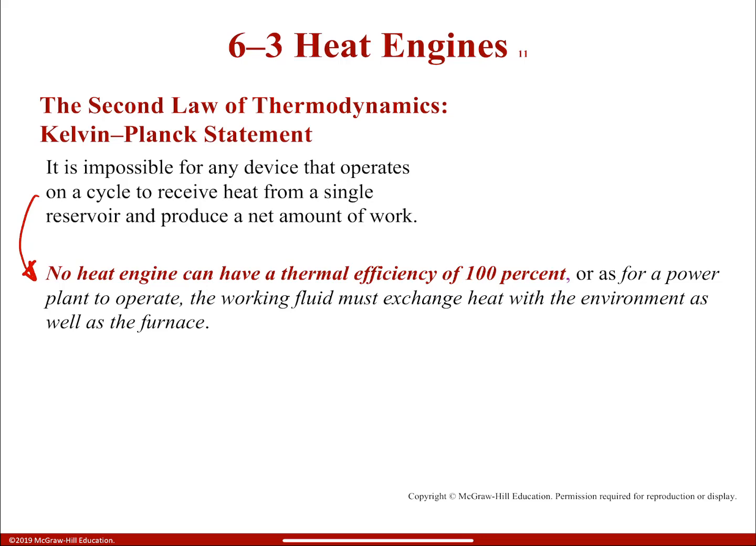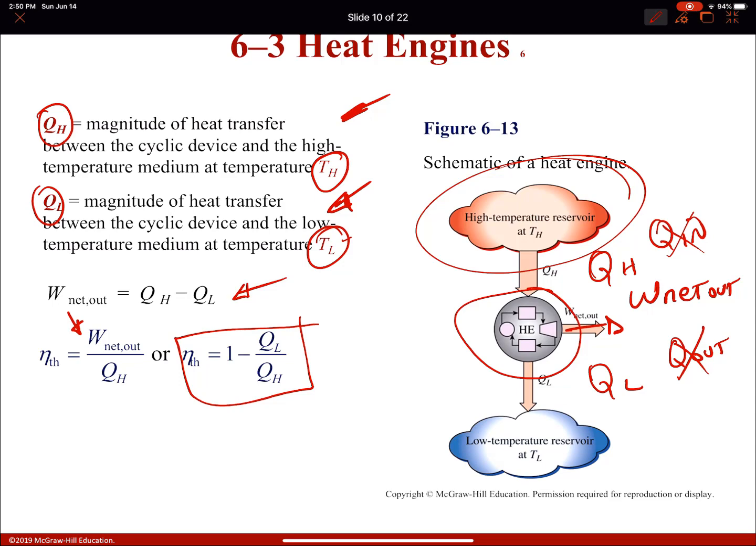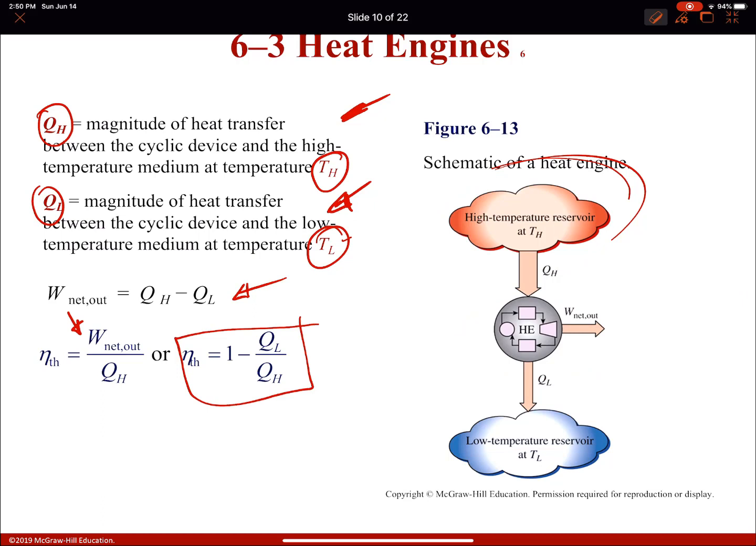So, if I go back to this, I just want to have a clear drawing of the schematic. Okay, so if I go back to this, there's no way that you will take all the QH and it'll be produced as a work net, because that will be at 100% efficiency, and that's simply impossible to happen. That's not a real process.